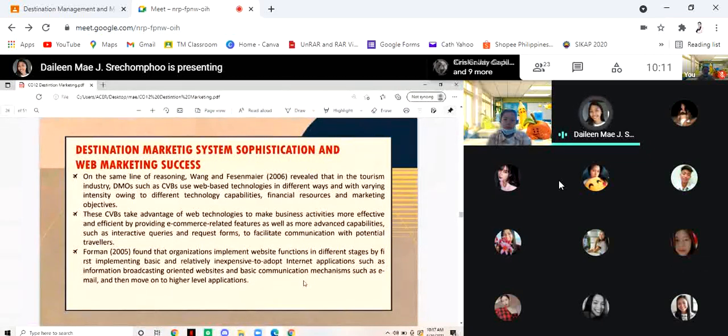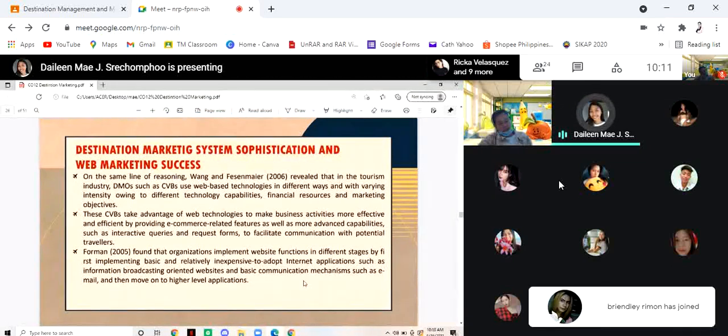Foreman 2005 found that organizations implement website functions in different stages by first implementing basic and relatively inexpensive to adopt internet applications such as information and broadcasting oriented websites and basic communication mechanisms such as email, and then move on to a higher level of application.